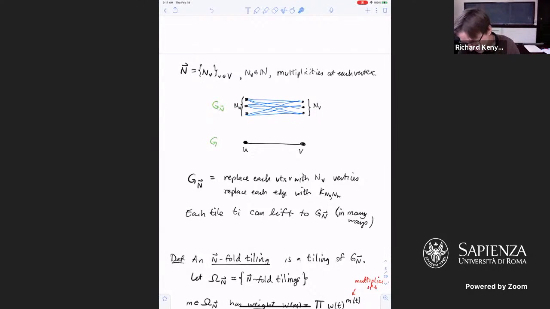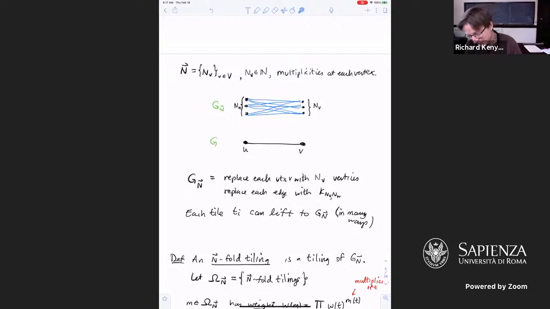Right, so the vertices over a single vertex are not connected to each other, they're only connected along the edges of the original graph G. So let's call that the blow up of a graph, and G sub N is the notation. N doesn't have to be constant from vertex to vertex, but for most of our applications, it will be constant.